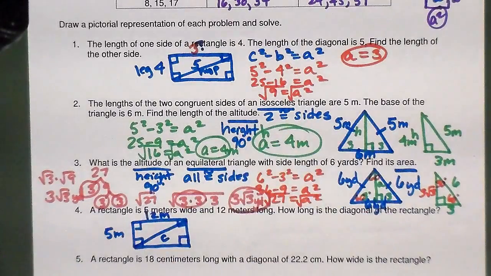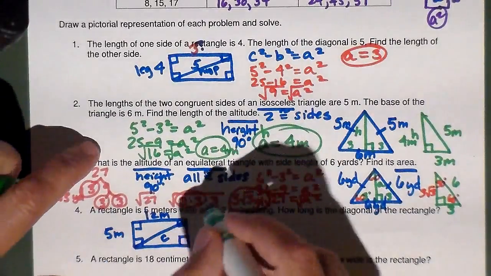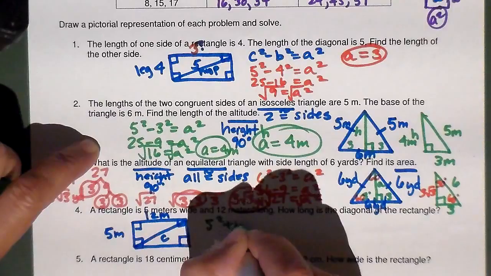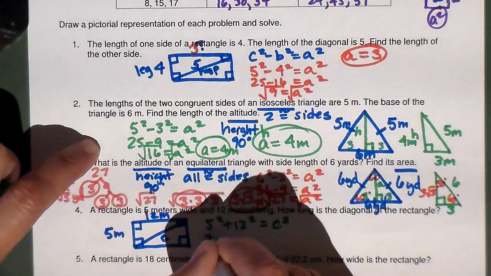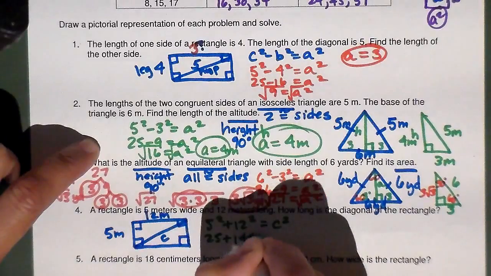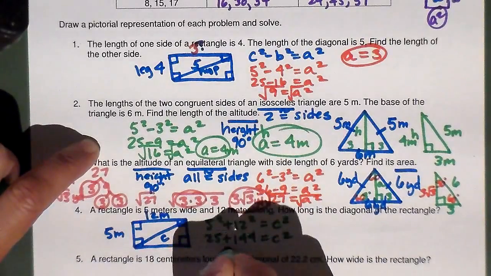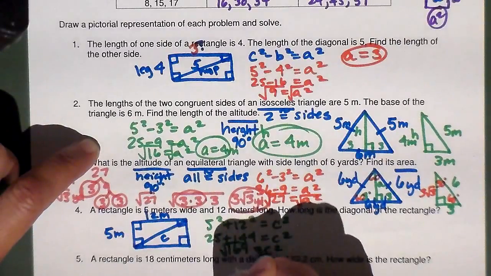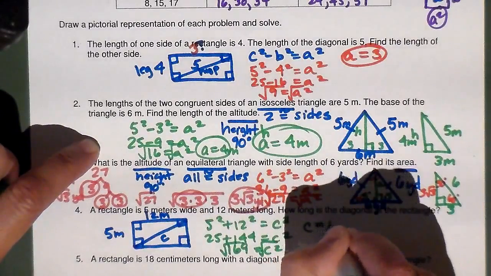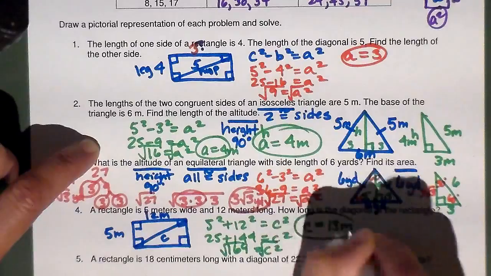Well, that's going to be our c squared, right? So what I'm going to do with this one is a squared plus b squared equals c squared. So 5 squared plus 12 squared equals c squared, which is my diagonal. So 25 plus 144 equals c squared. So 169 equals c squared. So I'm going to square root both sides. So c is 13 meters.